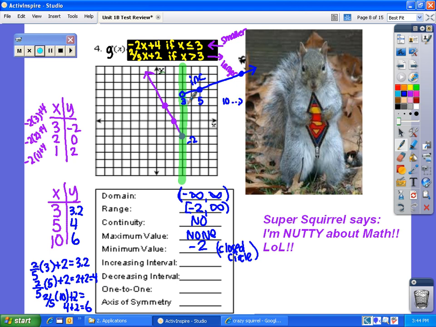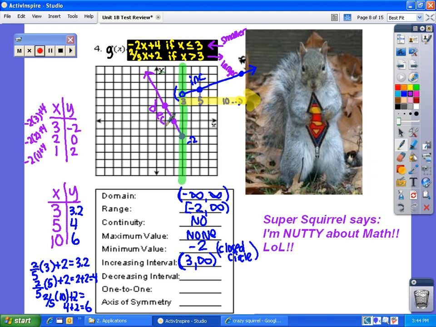So horizontally, because remember we are looking horizontally for intervals, horizontally it goes to the right forever. So that means that it goes from 3 to infinity. And I use a parenthesis because there's an open circle. So open circles get parentheses. The decreasing interval, there's only one, it's right here.